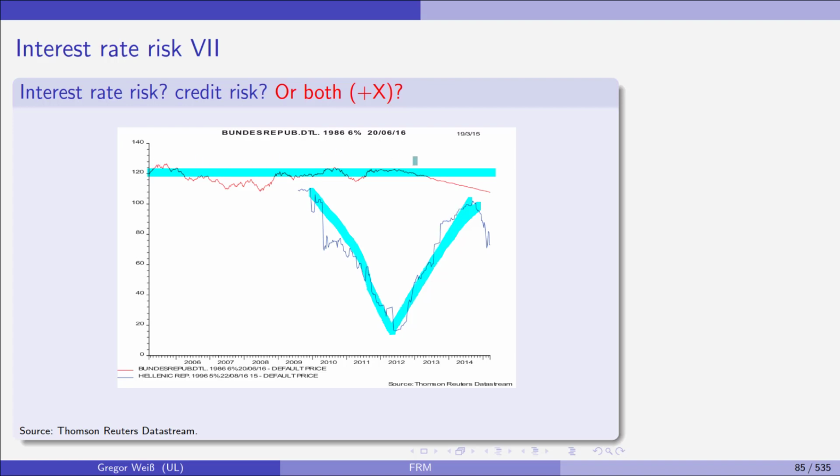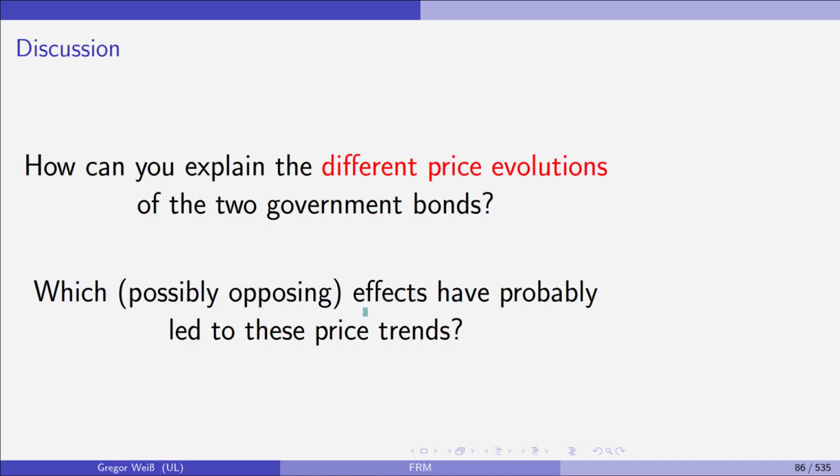So for the German government bond, definitely the interest rate risk leads to these fluctuations a little bit. But if you see this here for the Greek government bond, this is default risk. This is sovereign risk, the risk that Greece will default. Okay. So how can you explain the different price evolutions? Interest rate and default risk.